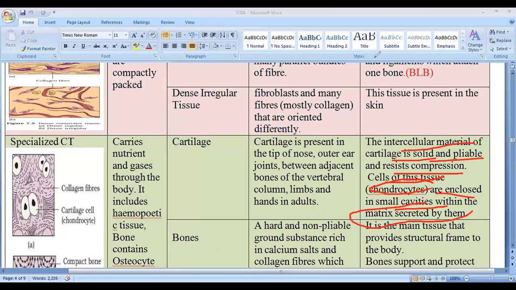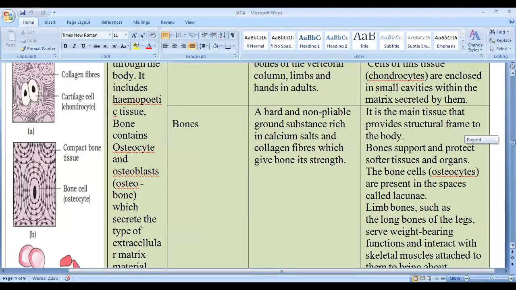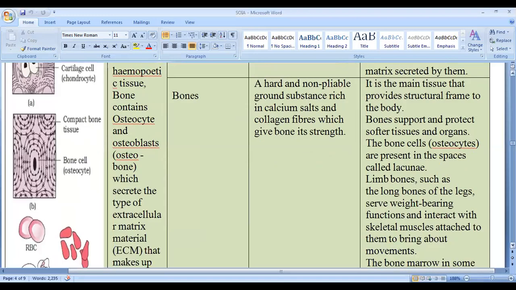Next are the bones, and I have already told you the properties of bones. They have lacunae and Haversian canal, Volkmann's canal. If the bone is thin spongy, it has trabeculae, thin columns known as trabeculae. Now we will talk about the bones.